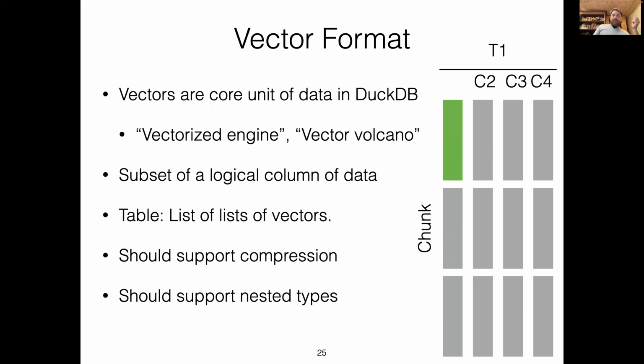So just briefly, the vector format. The vectors are the core unit of data. It's called a vectorized engine for that reason. A vector is like a subset of a logical column of data. The table is basically a list of vectors. And what we want to support is compression, and we also want to support nested types, such as structs and lists. So this has been quite a design process to get the vector format right.